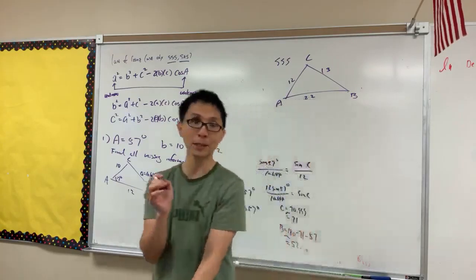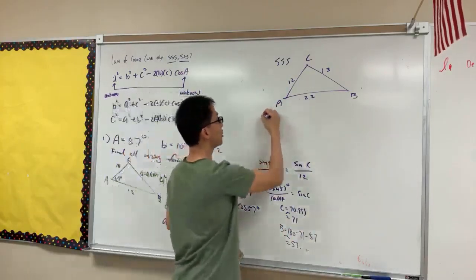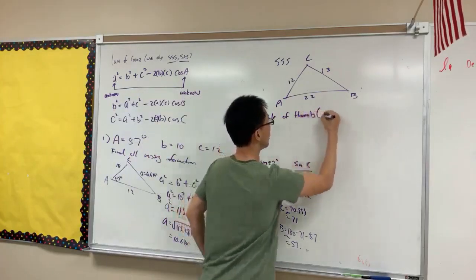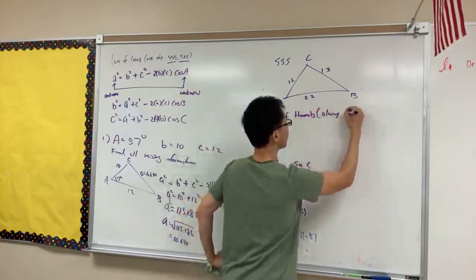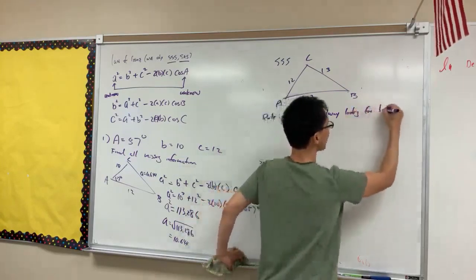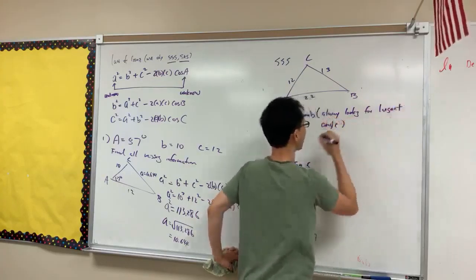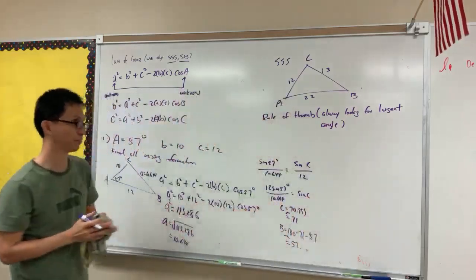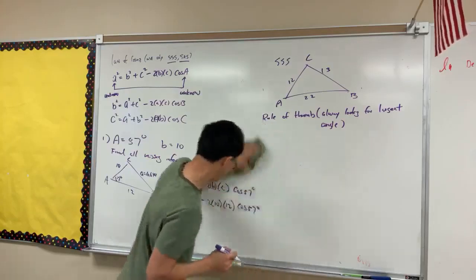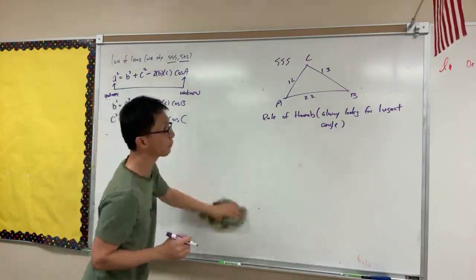So the rule of thumb in this case is to always look for the largest angle first. How do you know which one that is? You know by looking at the sides. It's going to be the one with the biggest side. So I'm going to erase this part. It would be C. That's what I meant.